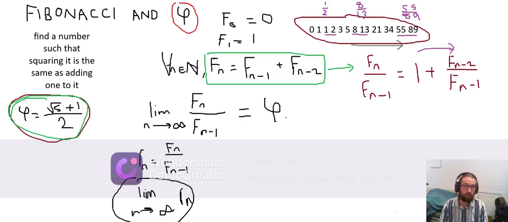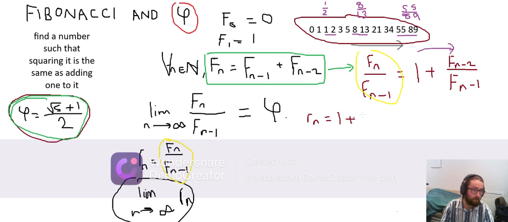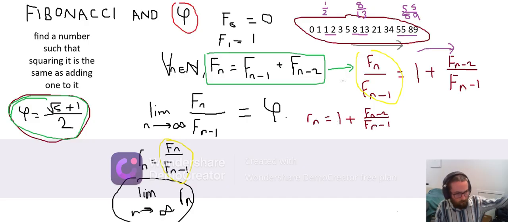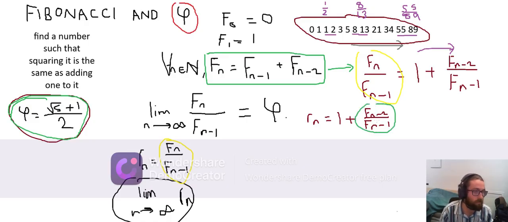The reason I've done this is because notice that this thing here is now the same thing as what I've called R of n. This is the thing that I'm trying to solve for the limit of. So I'm just going to sub in R of n. So we have now that R of n equals 1 plus f of n minus 2 over f of n minus 1. So far, so good. We've done a bit of simplification, but this fraction here is quite ugly. It's not really clear what we have to do with this fraction.